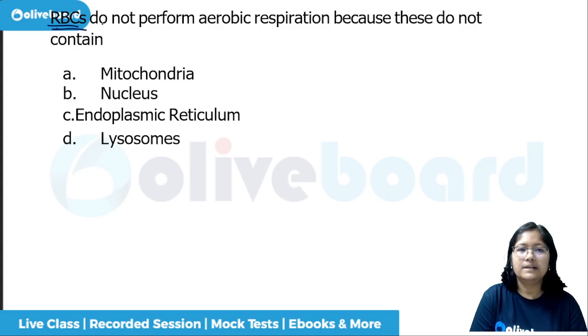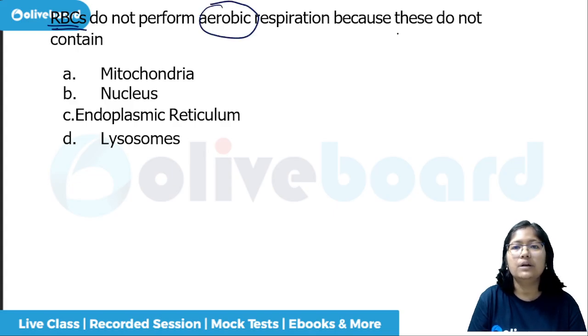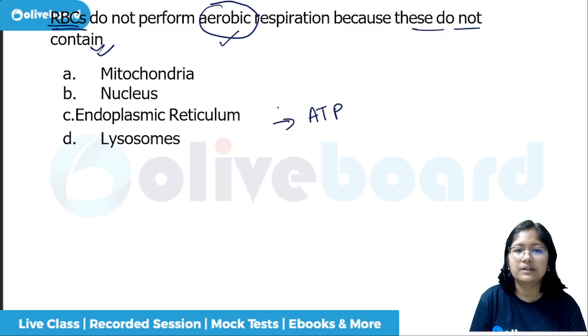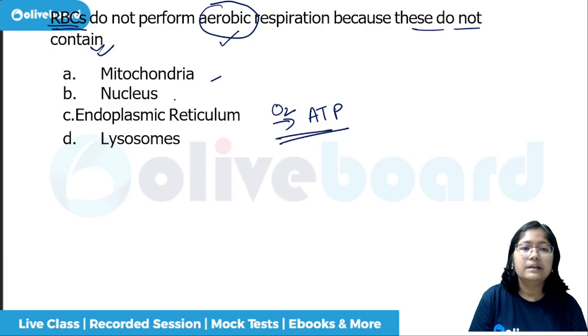RBCs, or the red blood cells, do not perform aerobic respiration because these do not contain... So RBC, that means the red blood cells, are they performing aerobic respiration? No. Remember, who was doing the ATP synthesis with the O2? So this was being done by whom? Mitochondria, nucleus, endoplasmic reticulum, or lysosomes.